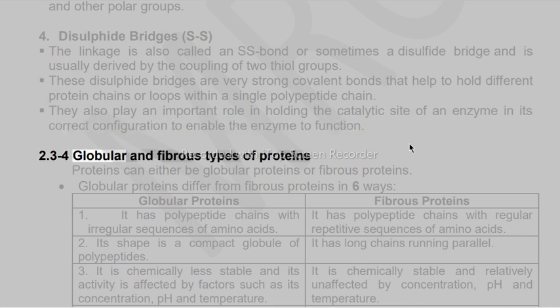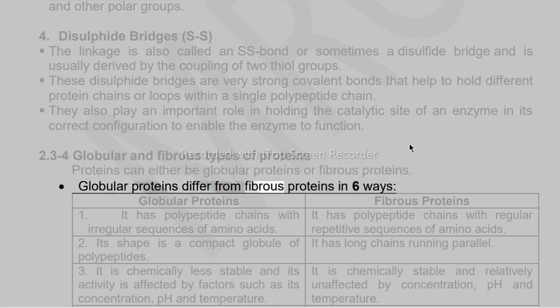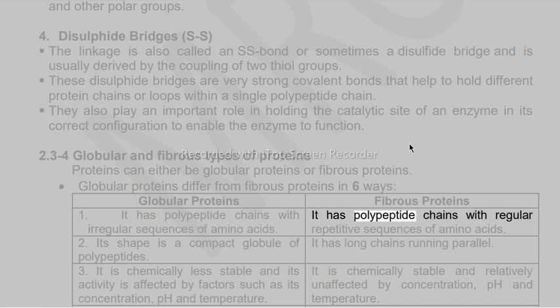2.3.4 Globular and fibrous types of proteins. Proteins can either be globular proteins or fibrous proteins. Globular proteins differ from fibrous proteins in 6 ways. Globular proteins, fibrous proteins. 1. It has polypeptide chains with irregular sequences of amino acids. It has polypeptide chains with regular repetitive sequences of amino acids. 2. Its shape is a compact globule of polypeptides. It has long chains running parallel.